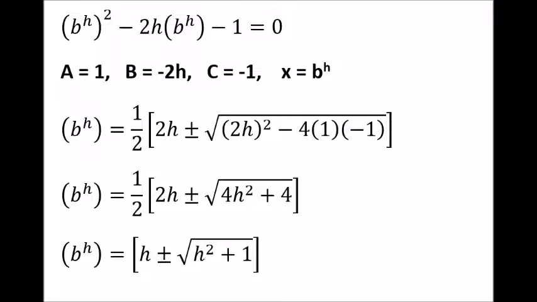The first line is the result we got from a couple slides back. Notice that we can make this fit the quadratic formula with coefficients a equals 1, b equals negative 2h, c equals negative 1, and x equals b to the h. Plug those in and simplify. You should get the result seen in the last line.